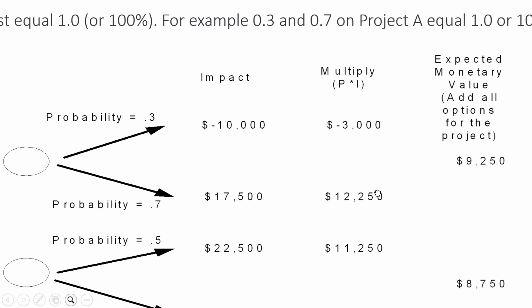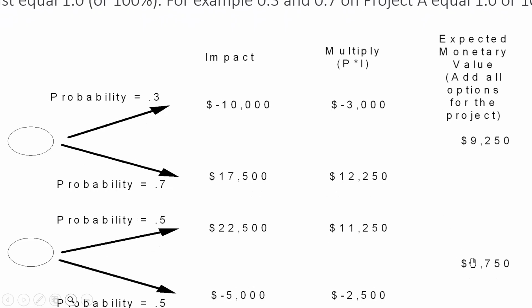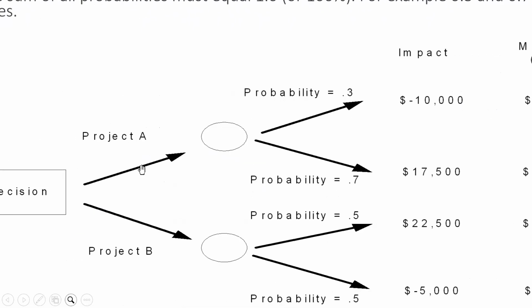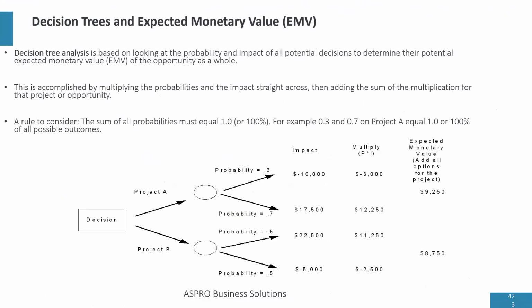And this brings us to our decision. Because the expected monetary value of A is greater than B, we're going to go with project A. So expected monetary value uses probability and impact, and probability and impact multiplied together is called risk exposure. When you add up all the risk exposure of a project, it gives you the expected monetary value. And the higher the expected monetary value, the more opportunities we have to save money or make money in the project. So you go for the higher expected monetary value.